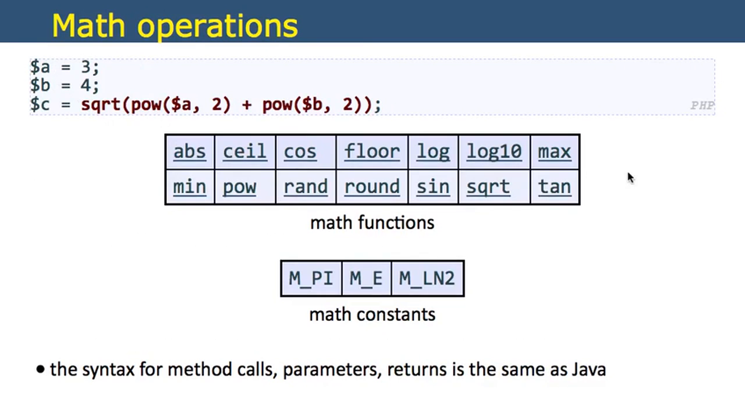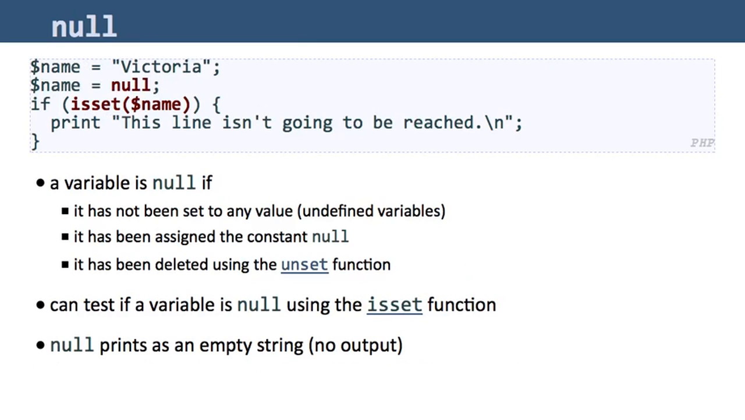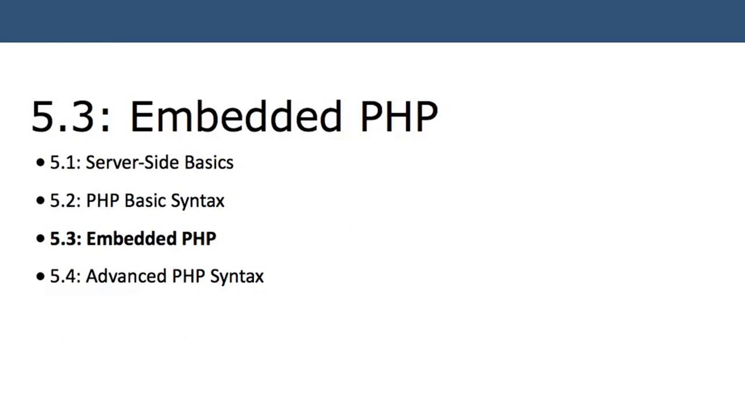Math operators, bunch of different math operators here. Trig functions, constants. Some of the useful ones are rounding, so floor, ceiling, round, and then also a random number function, rand. And then max and min. They're all useful at some point. There's the concept of null. You can check to see whether a value is null using the function isset. We'll come back to that later.